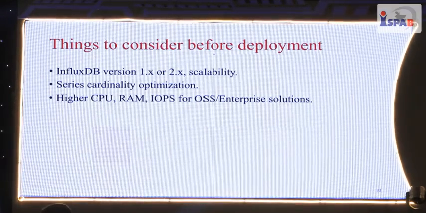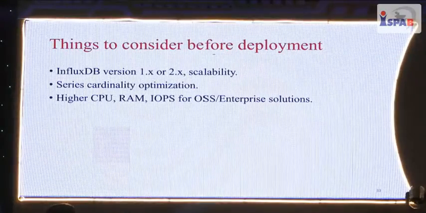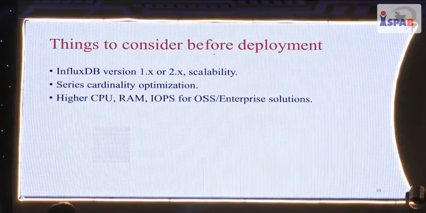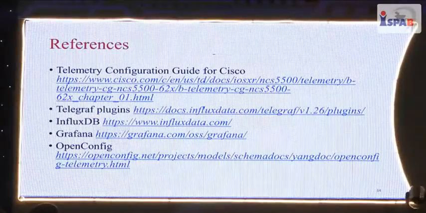Now, before deploying at large scale, we need to consider which version we want to use, because InfluxDB version 1 and version 2 are different. Version 2 has a dashboard from where we can manage our databases, but version 1 is more preferable for enterprise-based solutions. We need to consider the series cardinality of our database, which one we want to use as tag values and which one we want to use as field values. We also need to consider the CPU and RAM of our server so that the InfluxDB performance stays stable. So these are some references from where much more information can be found.